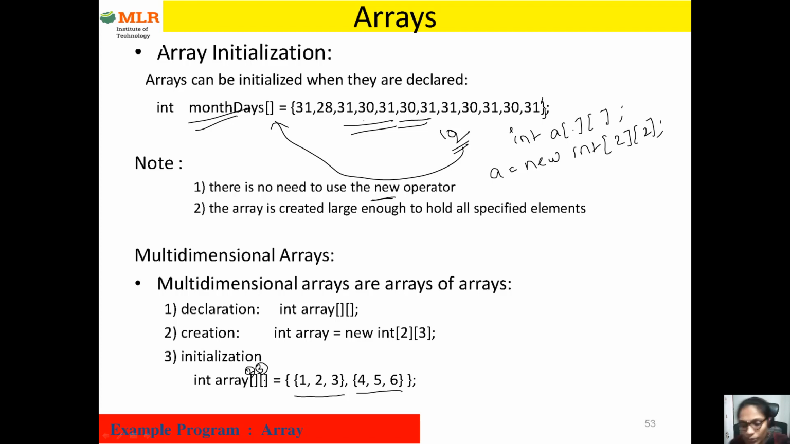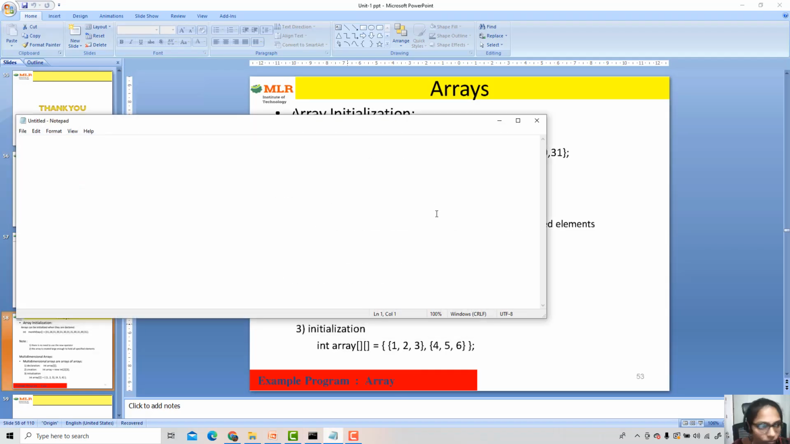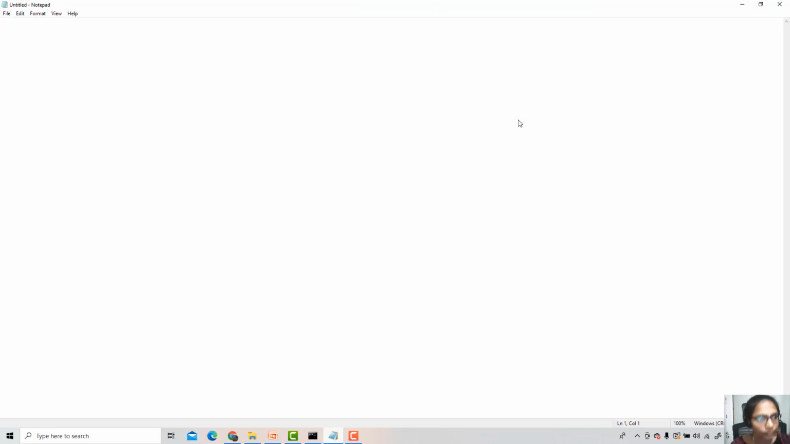Now we will see one or two examples, for single-dimensional as well as multi-dimensional arrays. I'm taking a class A with a main function. At the time of declaration itself, I'm assigning the values. Then I want to print all these values.